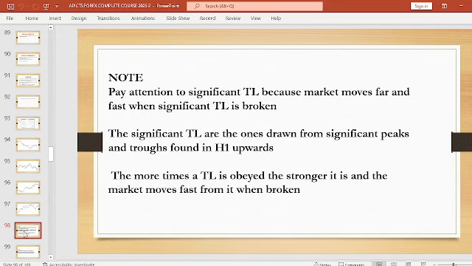So you see, when you draw a trend line on significant trend lines, when you join two significant troughs or peaks on 1 hour time frame, and then price breaks out from the trend line, it usually moves very fast away from it.